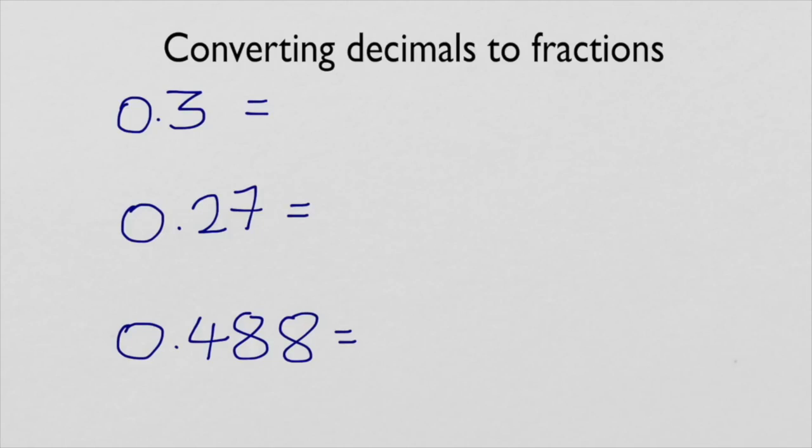Today we are going to convert three types of decimals. One where there is one number after the decimal point, as in 0.3, and then we will look at 0.27, where there are two numbers after the decimal point, and finally 0.488 where there are three numbers. And then you can have a go at some yourself.